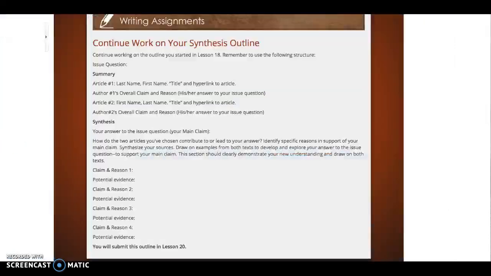This right here, sorry about that. This is lesson 19, and this tells you to work on an outline, and I think that's really helpful as you're considering what to do with the essay. So you have the two authors, and then your answer to the issue question, which becomes your main claim, and then what you're exploring here. Draw on examples from both texts to develop and explore your answer to the issue question and support your main claim. And then this is really important. This section should clearly demonstrate a new understanding and draw on both texts. So you get to reference both texts, but also your own thoughts as well.